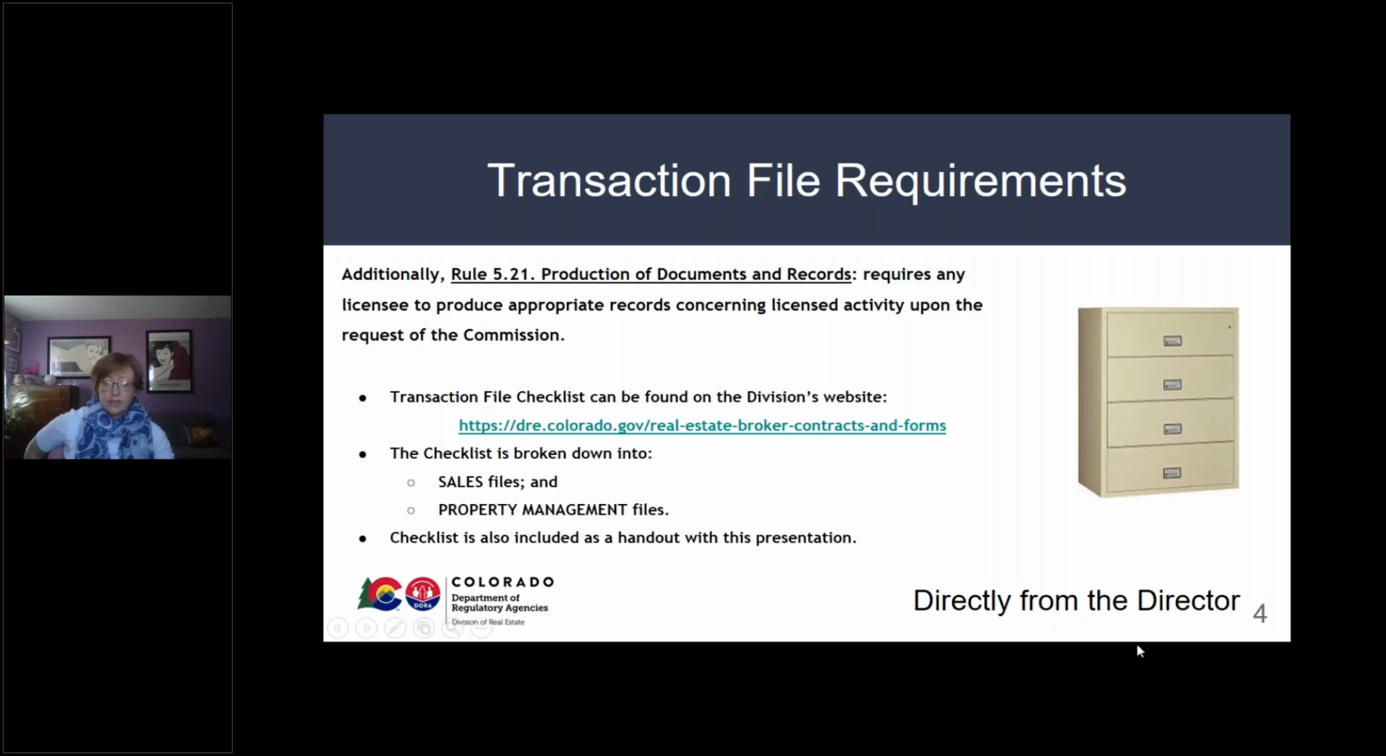For instance, a letter of intent is typically something that is used in a commercial transaction. So if it's a residential sales file, we're not going to be looking for a letter of intent.